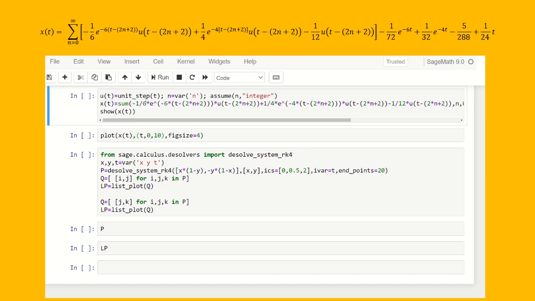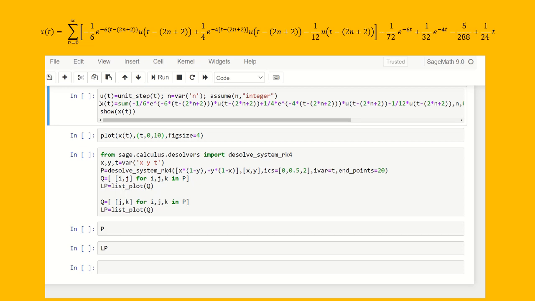So now we are ready to plot the solution to the initial value problem x of t. So let's see what is going on in this cell over here. Okay. So u of t equals unit step of t. I issued this command because I would rather write u of t's than unit step of t. Just save some typing. N is going to be a variable. I'm going to assume that n is an integer because n is used for the sum that we're going to look at.